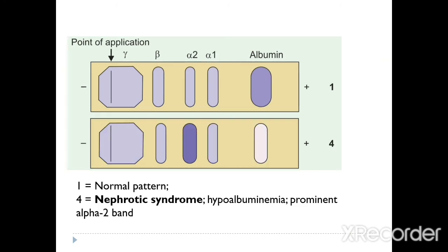Third one is nephrotic syndrome. So in nephrotic syndrome, hypoalbuminemia, that is the albumin band is decreased, and you can see a prominent alpha 2 band. That is, all proteins except very big molecules are lost through urine. So the alpha 2 fraction will be very prominent.